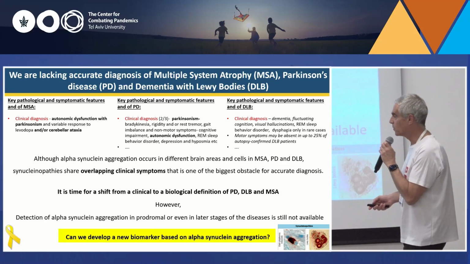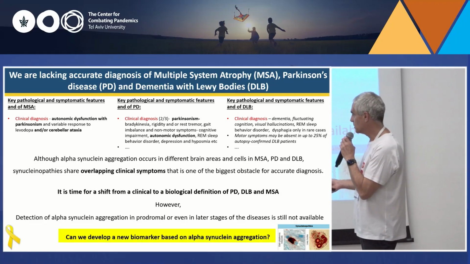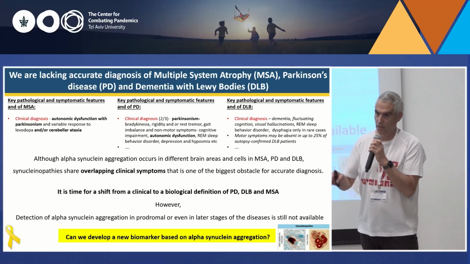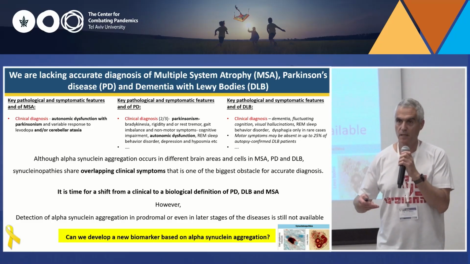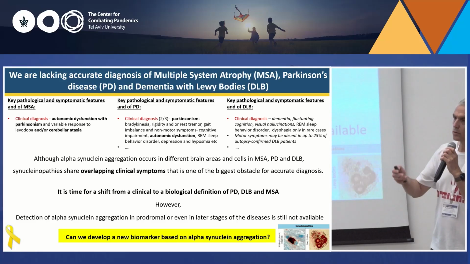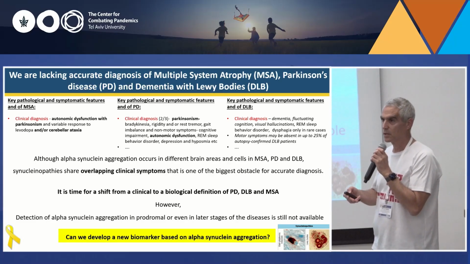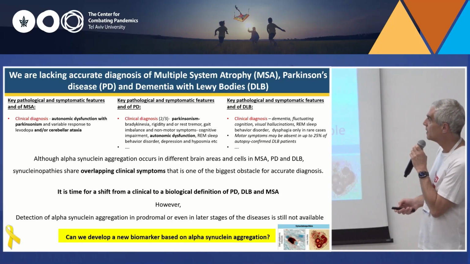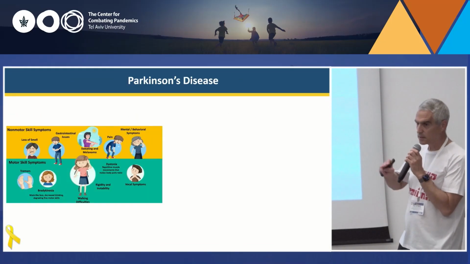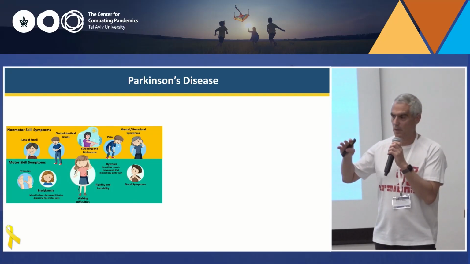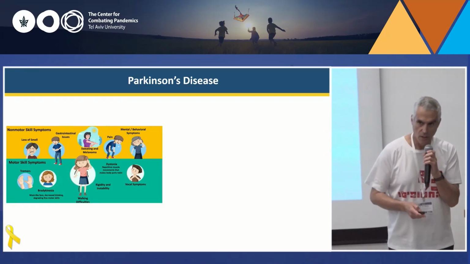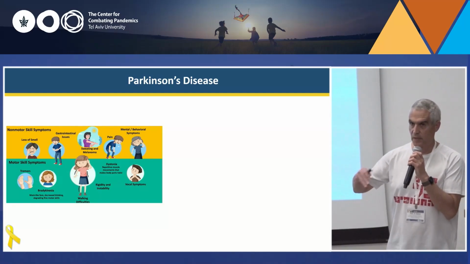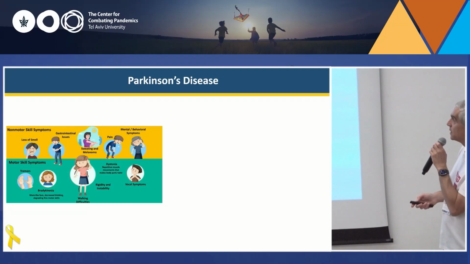And basically, we want to develop a biomarker based on alpha-synuclein aggregation, hopefully in early stages of the disease, and with that be able to diagnose the disease early and also track the disease progression and also track the treatment, which are currently starting to be available. So I'll start with a short introduction about Parkinson's disease, and then I will come back to the other diseases.